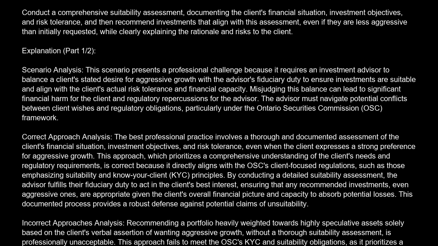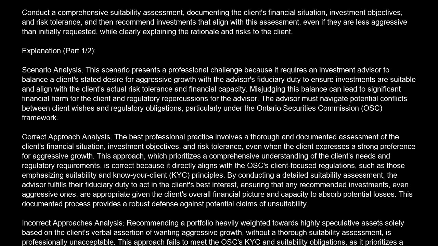This scenario presents a professional challenge because it requires an investment advisor to balance a client's stated desire for aggressive growth with the advisor's fiduciary duty to ensure investments are suitable and align with the client's actual risk tolerance and financial capacity. Misjudging this balance can lead to significant financial harm for the client and regulatory repercussions for the advisor. The advisor must navigate potential conflicts between client wishes and regulatory obligations, particularly under the Ontario Securities Commission (OSC) framework.